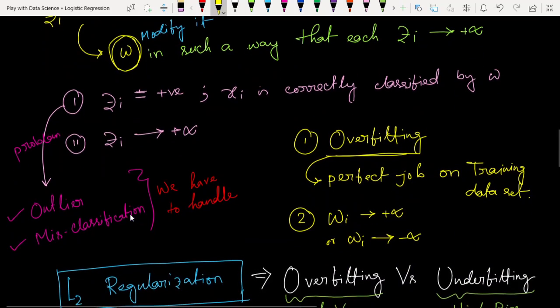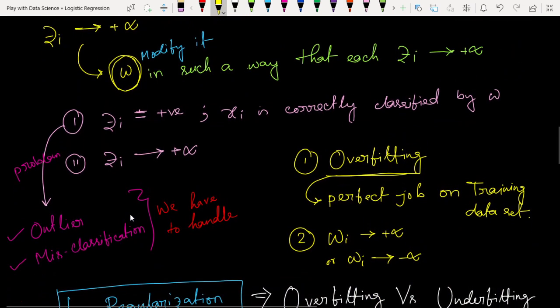And here we have faced two problems. One problem is outliers and misclassification. From lecture one, we already know that if our zi, our signed distance, is positive, then xi is correctly classified by our w. And if zi is plus infinity, then the probability of being class plus 1 tends to 1.